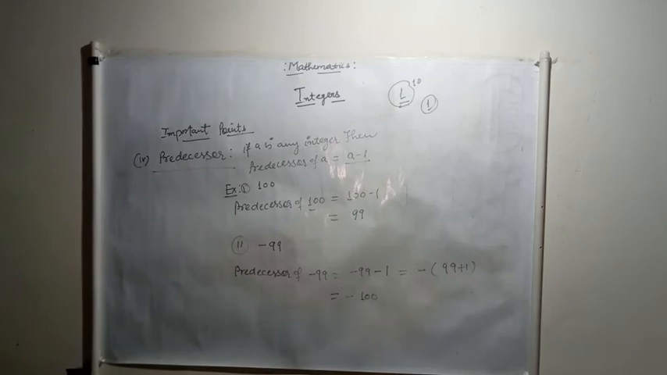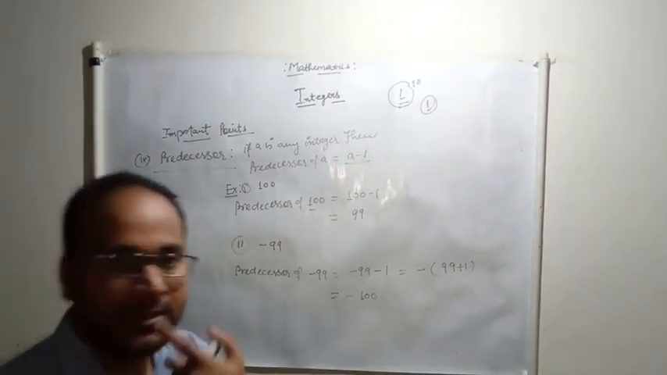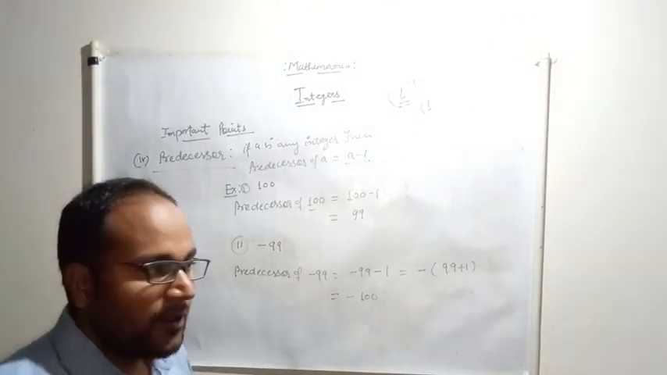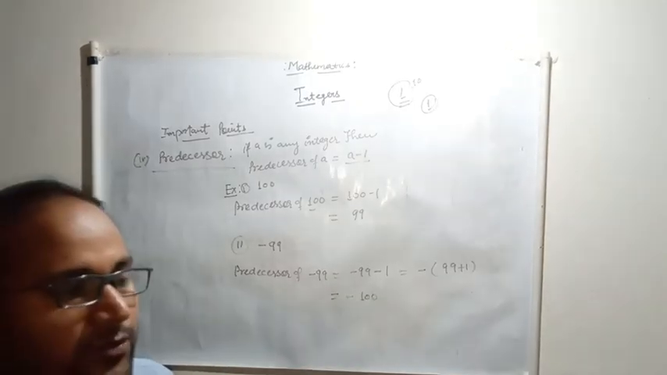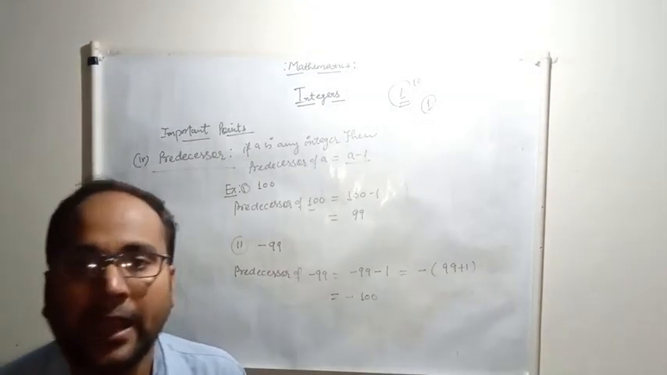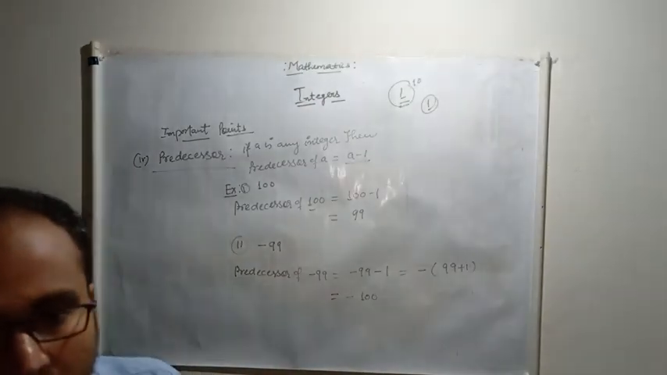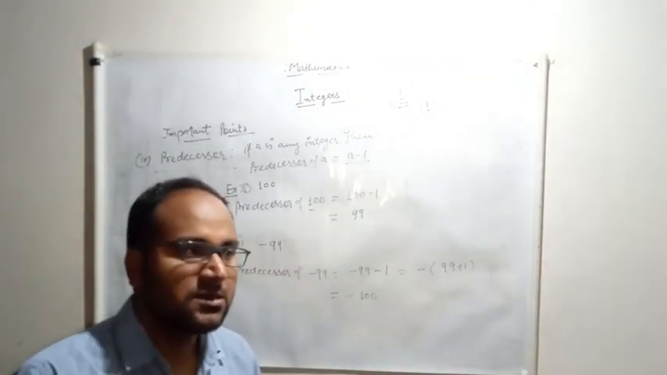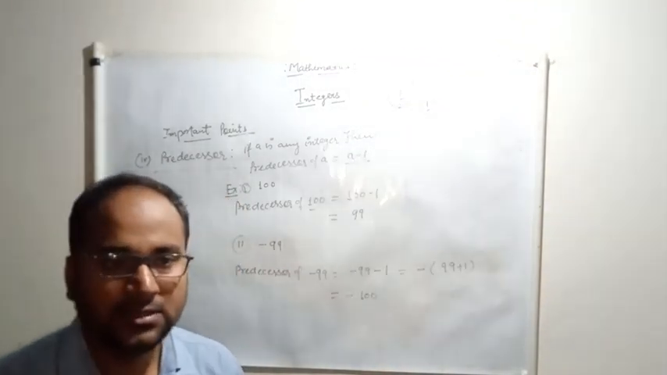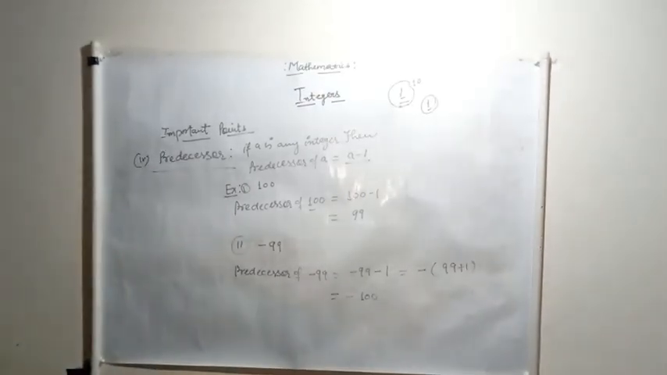So these important points I have discussed here, students. By using these points, you can solve your exercise 2.2. A few questions I am going to solve in the next video of exercise 2.2, how to add or subtract integers on a number line, and a few important questions I will discuss in the next video. Okay, thank you, students.